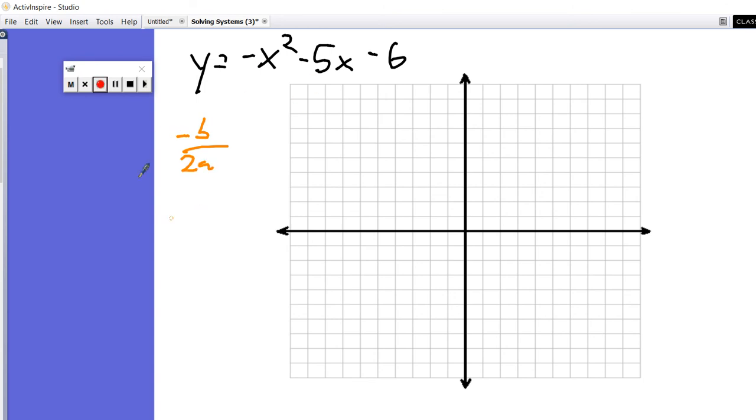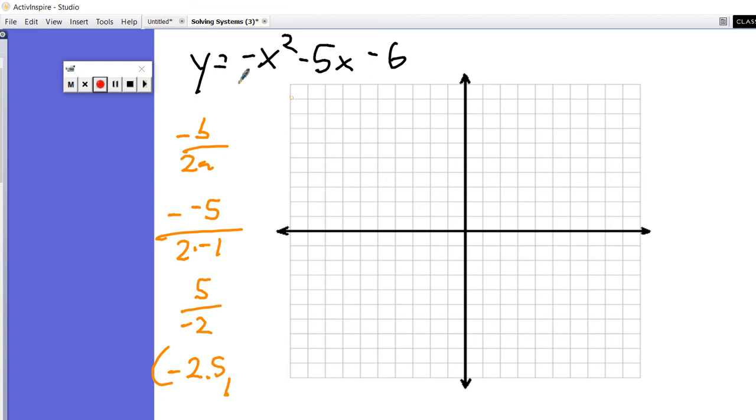My B is negative 5, so negative negative 5 over 2A, which is 2 times negative 1. My A is negative 1. This is going to be 5 over negative 2, and if I divide this out, negative 2.5 is the x value of my vertex.